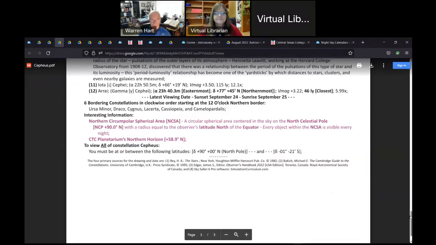There is the planetarium's northern horizon, 58.9 degrees north, and the latitudes for you to be able to see all of Cepheus. And notice on Cepheus, you cannot go too far north, but you can go too far south. And that's the complete opposite when we were looking at Pisces austrinus. If you went too far north from Pisces austrinus, you could not see it, but you could not go too far south. You would go to the South Pole, and here the North Pole.